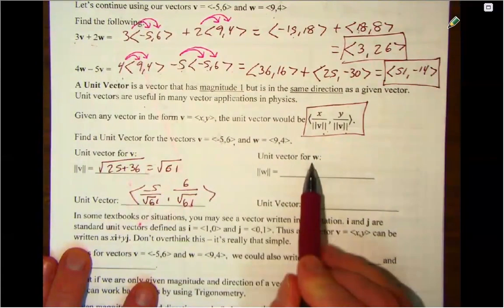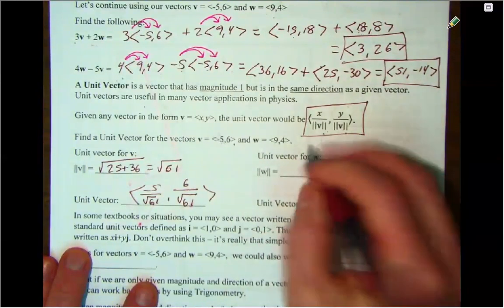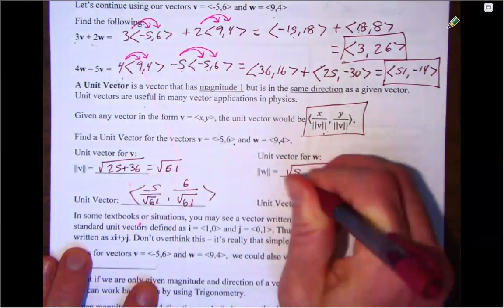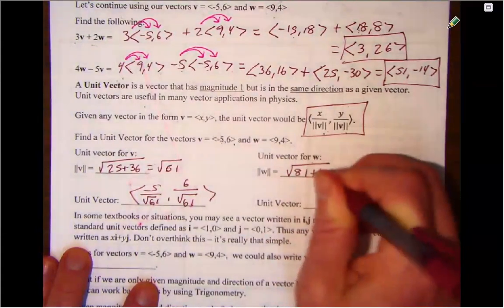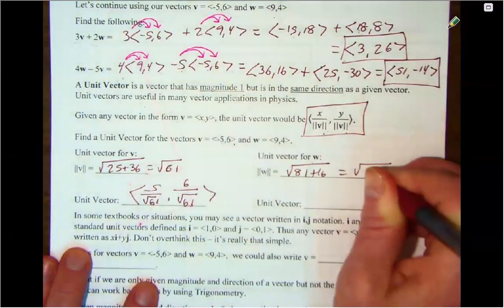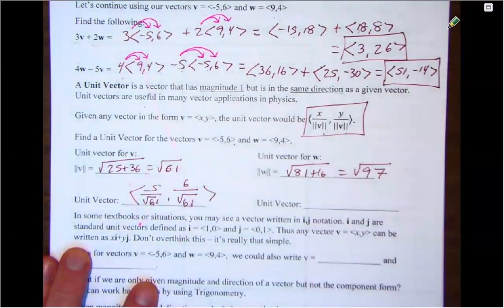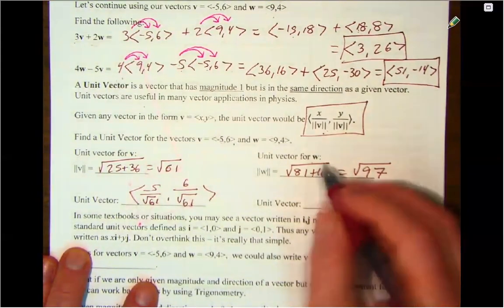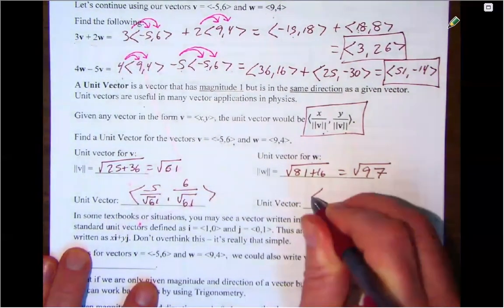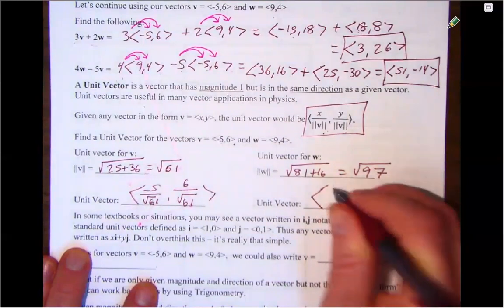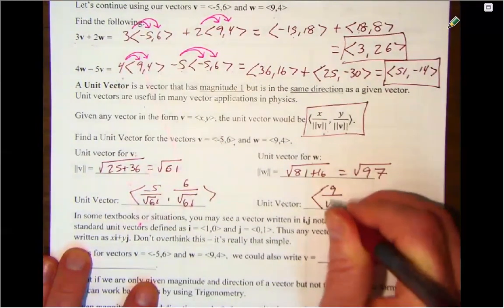Same thing for vector W. Find the magnitude, and again, we did that yesterday. That was just 81 plus 16, or root 97. So to write the unit vector in the direction of W, we just write the whole vector, each piece over the magnitude.